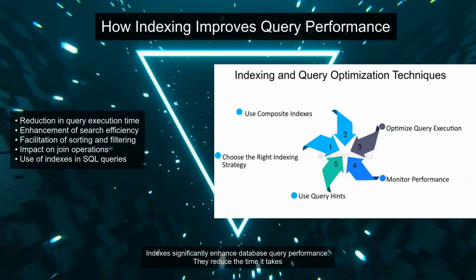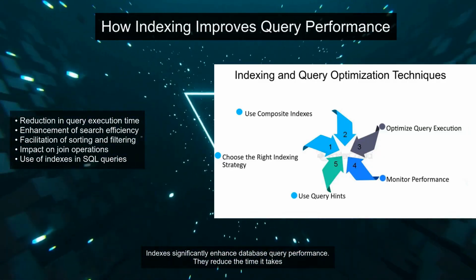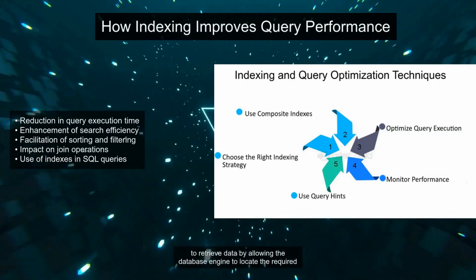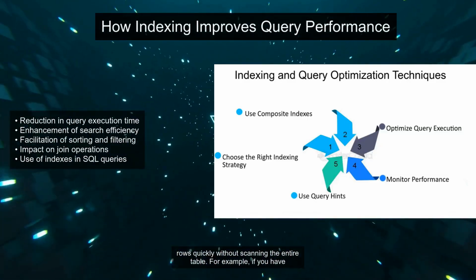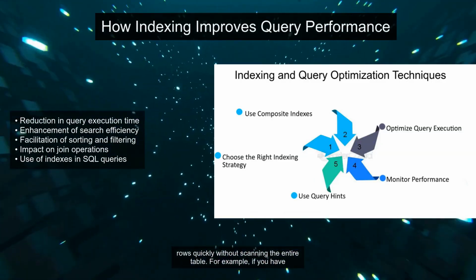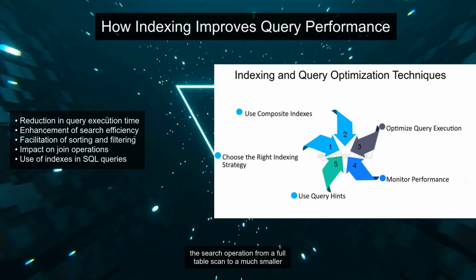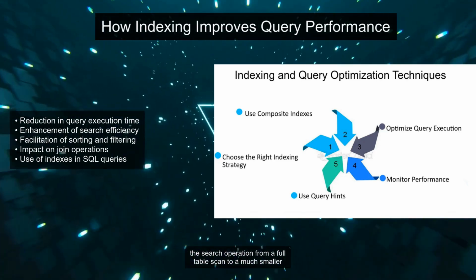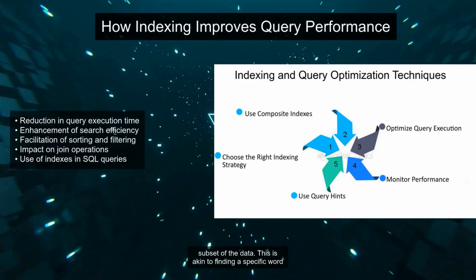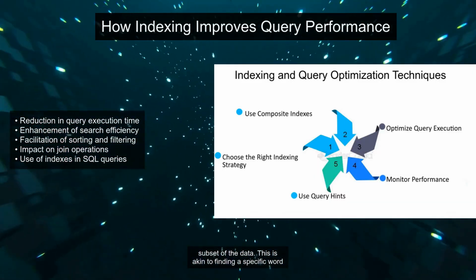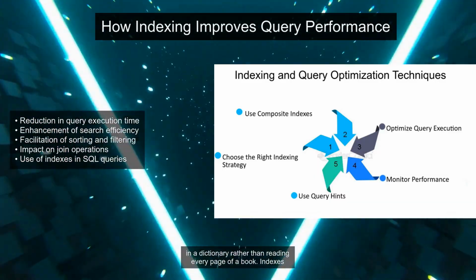Indexes significantly enhance database query performance. They reduce the time it takes to retrieve data by allowing the database engine to locate the required rows quickly without scanning the entire table. For example, if you have a query that searches for a specific record, an index can reduce the search operation from a full table scan to a much smaller subset of the data. This is akin to finding a specific word in a dictionary rather than reading every page of a book.